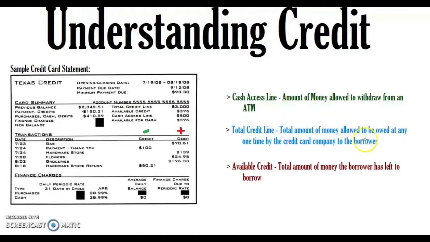The total credit line is the total amount of money allowed to be owed at any one time by the credit card company to the borrower. And its total credit line is given here. And available credit is the amount of money that the borrower has left to borrow. And that's given right under the total credit line.